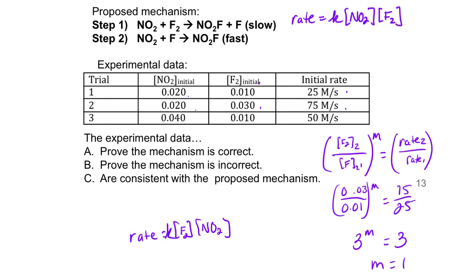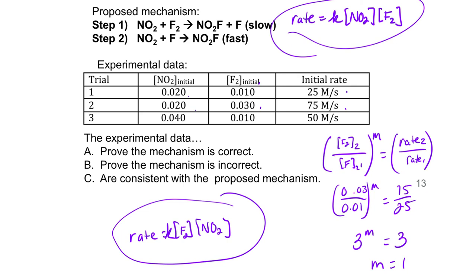And so if we look at the rate law from the experimental data, as well as the rate law predicted from the proposed mechanism, they are the same. And so we know that B is not correct. Okay, we have not proven that the proposed mechanism is incorrect. Have we proven that the mechanism is correct? Not exactly. It is not possible to prove that mechanisms are correct, but we can say that experimental data are consistent with the proposed mechanism.